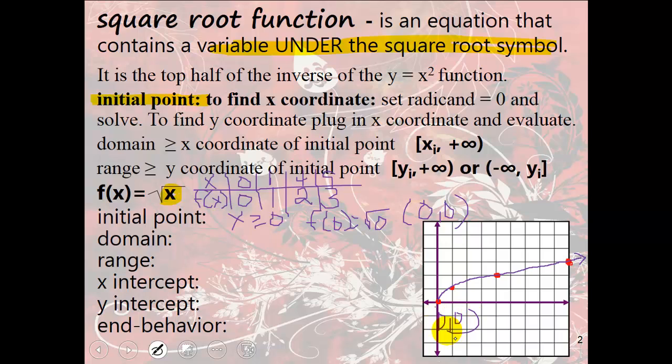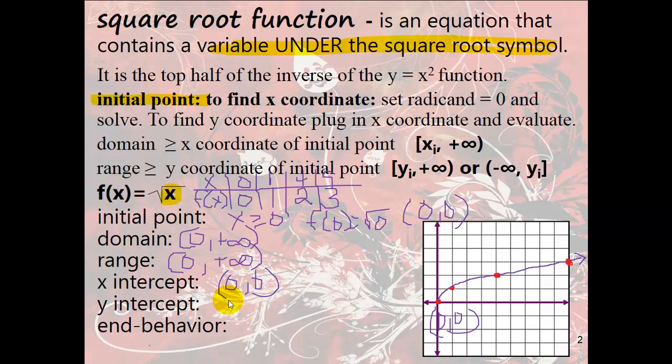The domain is linked to the initial point. The smallest value is the x-coordinate of the initial point, and it's going to go off to infinity. That's when it's opening like this. I call this open right. The range is linked to the initial value. It is the smallest point to positive infinity. The x-intercept in this case is 0, 0, right here.